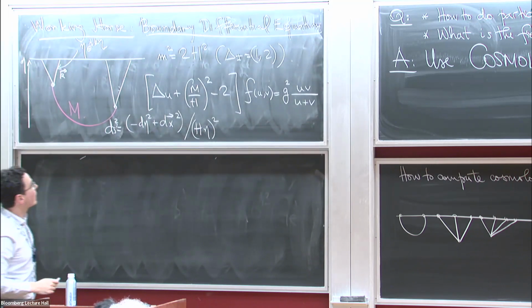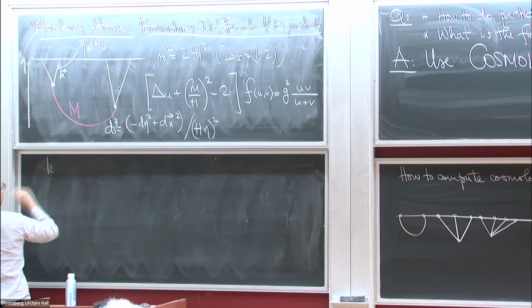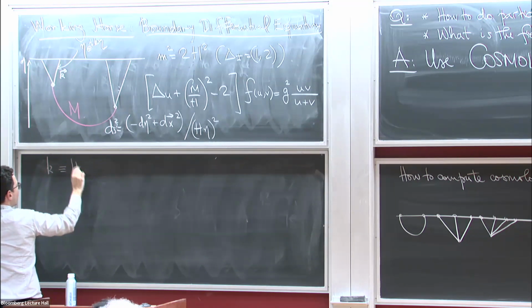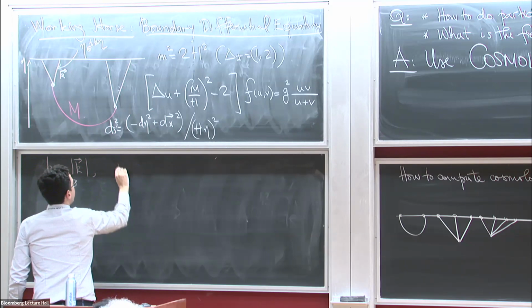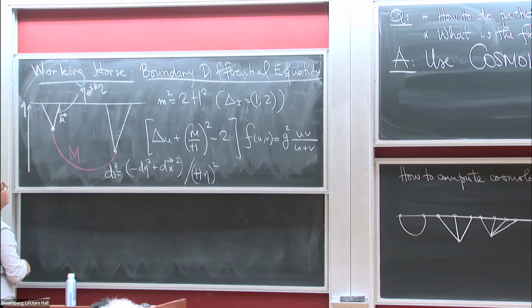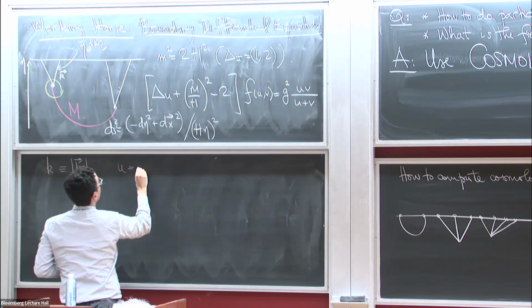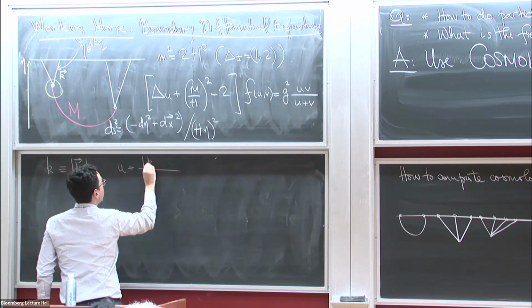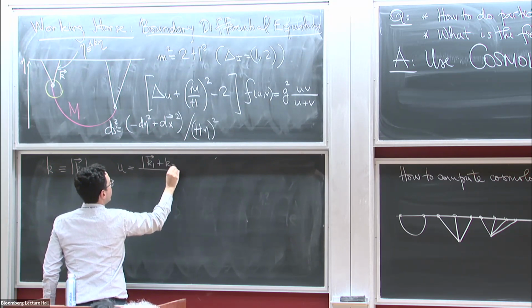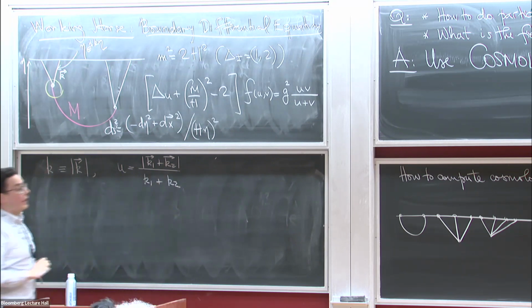So let me just explain the notation. First of all, when I remove an arrow from a vector, I just mean its absolute value. U is some sort of collective coordinate that is related to all the momenta that enter the left vertex. So U is defined by this: the absolute value of the exchange momentum divided by the sum of the absolute values of the momenta themselves.